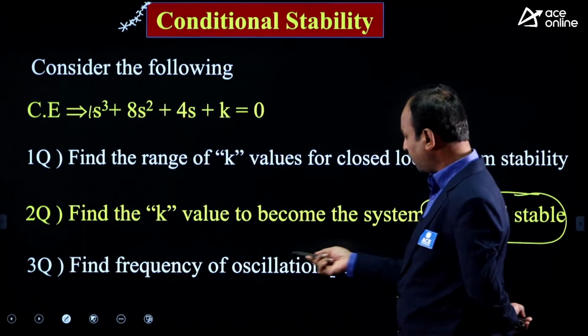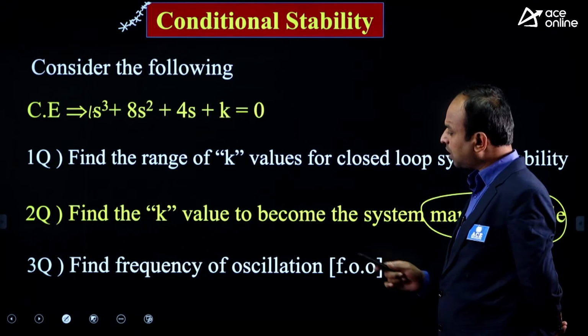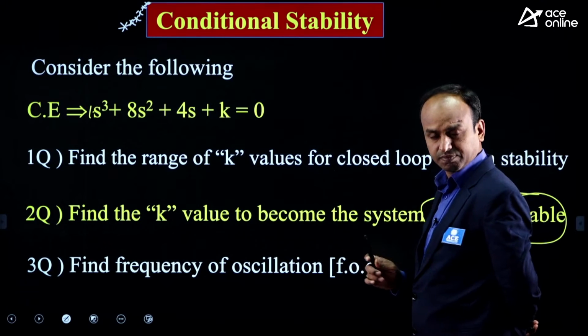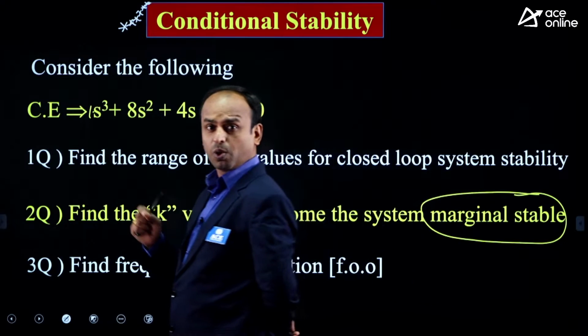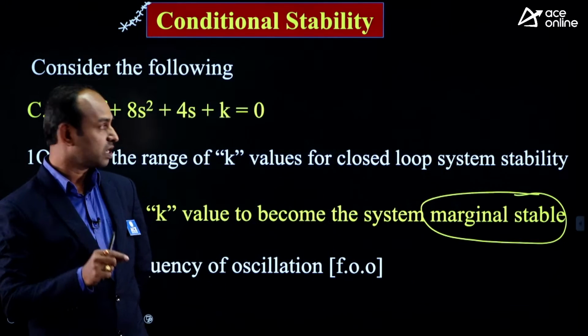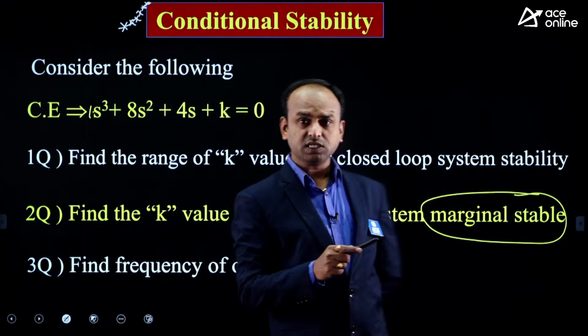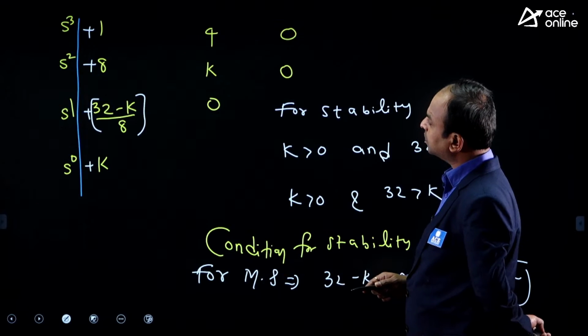Now the third one, frequency of oscillation is being asked. The procedure to find the frequency of oscillation: we find it only for a marginally stable system. So how do we find the frequency of oscillation for the marginally stable system?